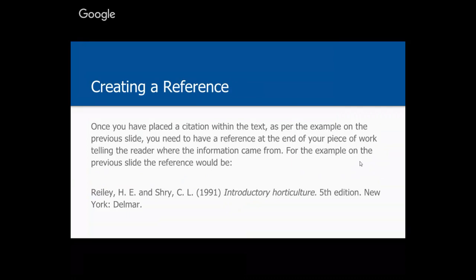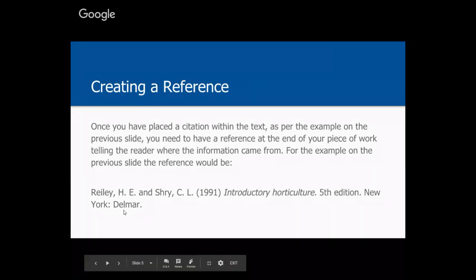For every citation that you do, you need to have a corresponding reference in your reference list. It doesn't matter how many times you cite it in your work, you only need to put it in your reference list once. And this is the full details of how to find the resource that you've been using. So it's got the author's surname, initials, the date of publication, the title in italics, the edition, if it's the publication, and the publisher.